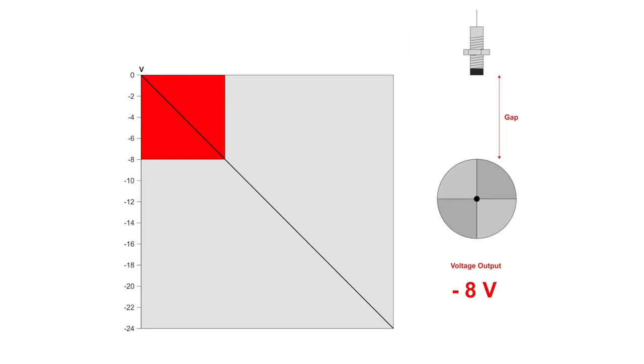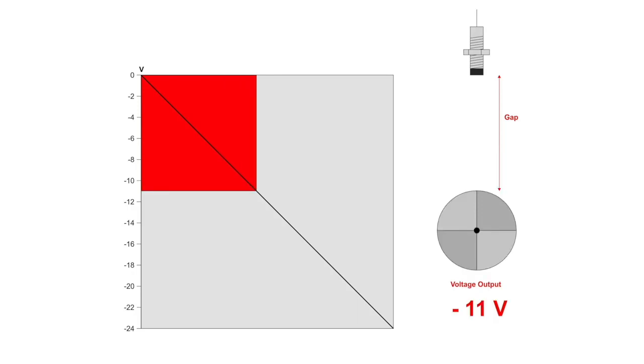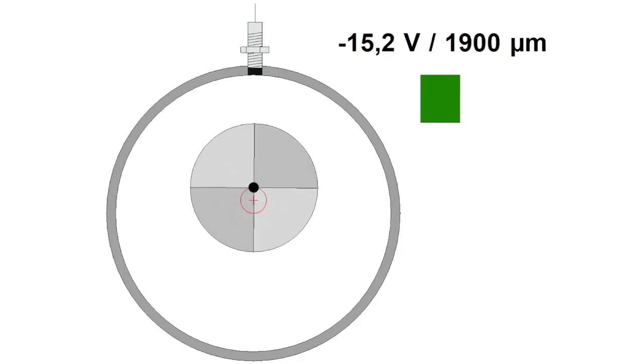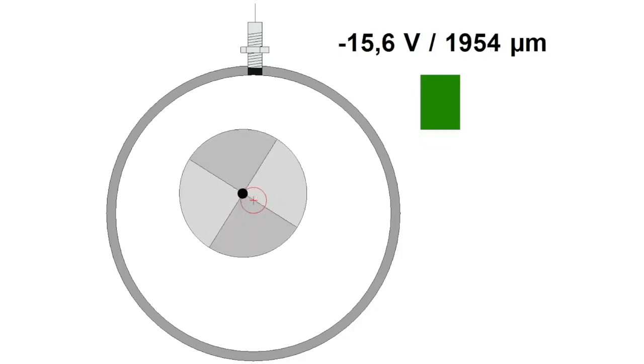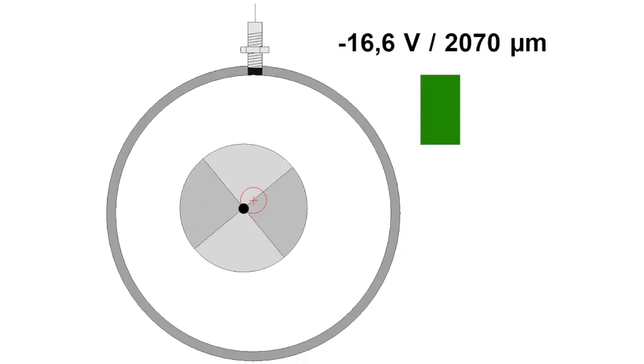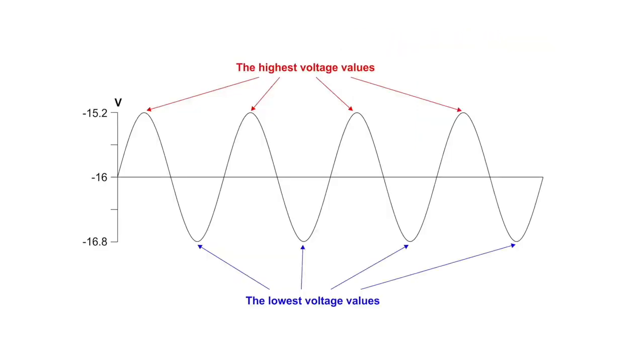Example of some gap is on this picture. The output voltage is minus 8 volts. On this picture is higher gap, and we can see the higher negative or lower voltage, minus 11 volts. Now the shaft begins to rotate. The distance between shaft and sensor is changing in time. Output voltage is of course changing too. Looking on the signal, we can see the highest and lowest voltage values.